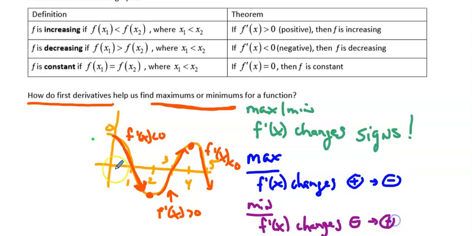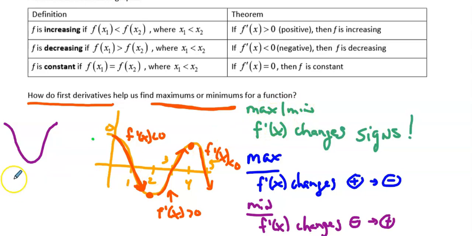And so if I'm a function and I'm going down, if my slope is negative and then all of a sudden I stop, and then my f of x changes signs to positive, then I have to have a minimum there. So what else can we say about this? What else can we say about the max and mins?